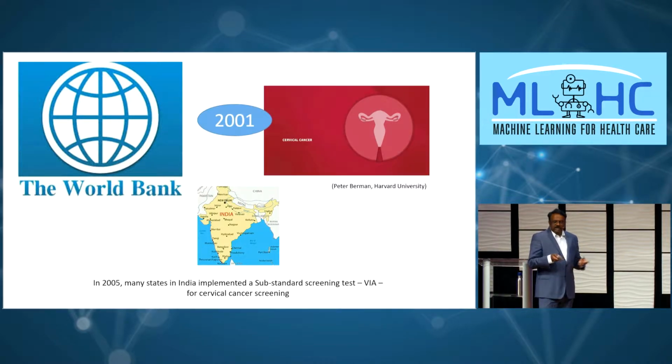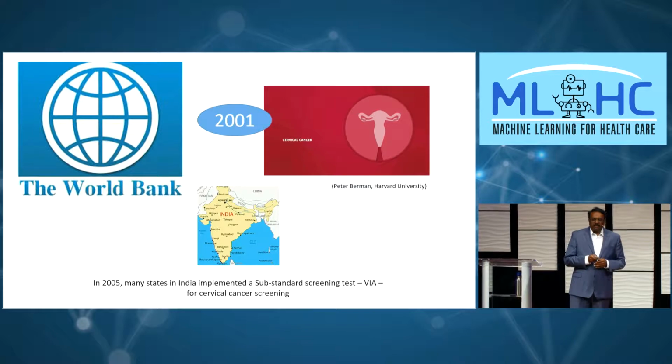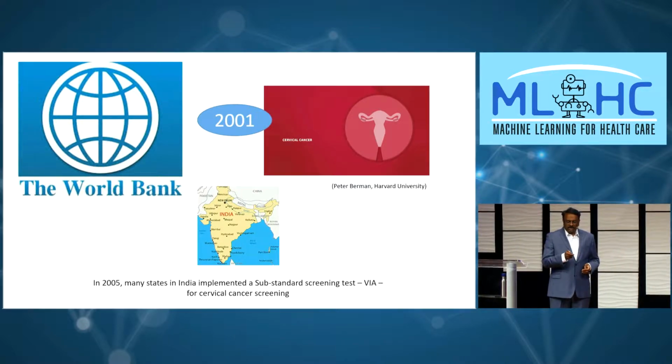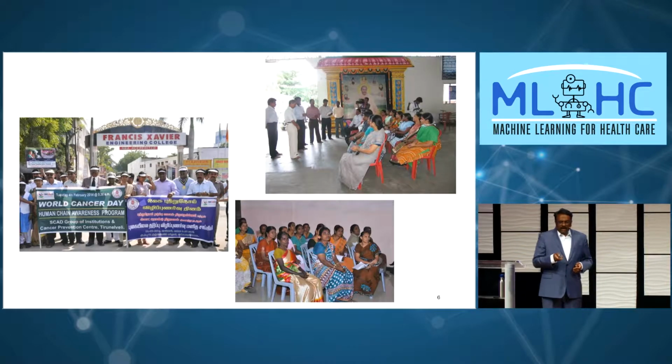So the government did scramble to put together a program for cervical cancer, and unfortunately, they implemented a test called VIA, or visual inspection with acetic acid, which was a suboptimal, substandard test for cervical cancer screening. And what we are seeing after 18 years is that it has not made a big dent in cervical cancer incidence. Cervical cancer is still existing as it used to be two decades ago.